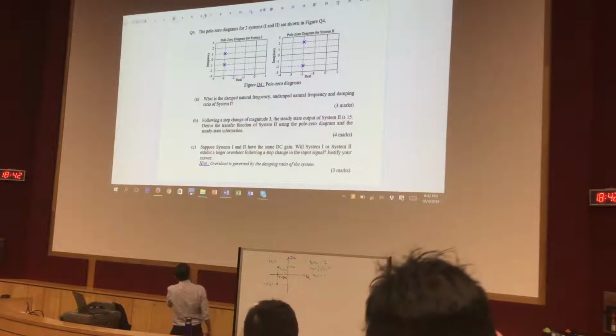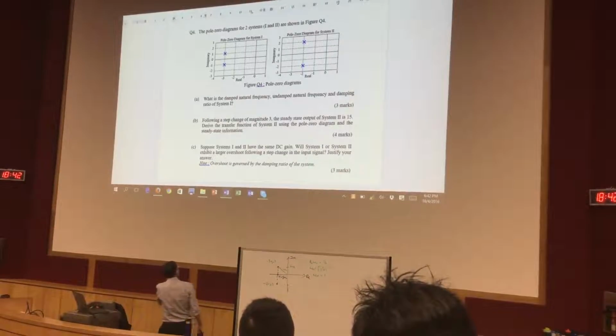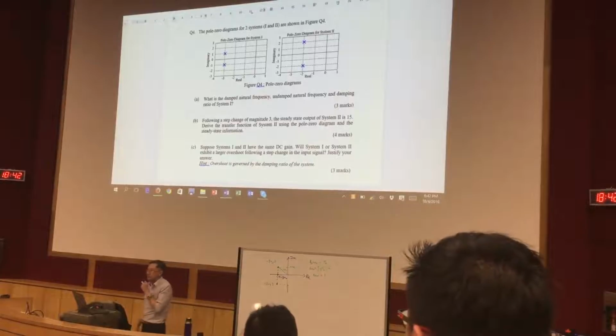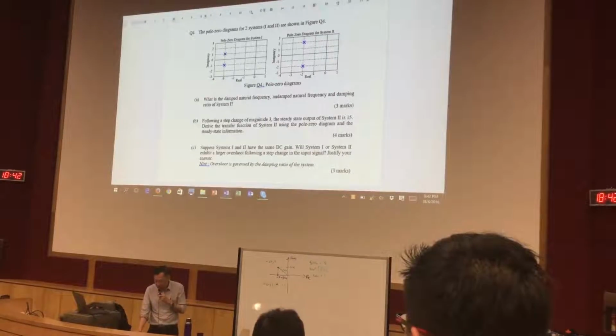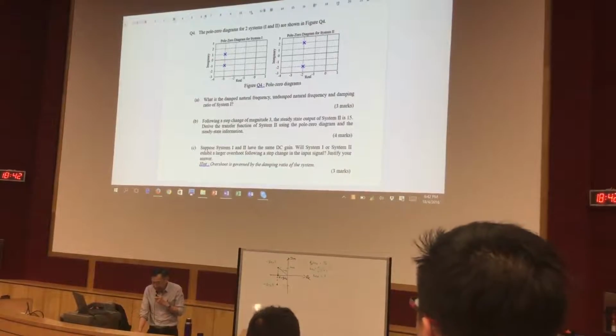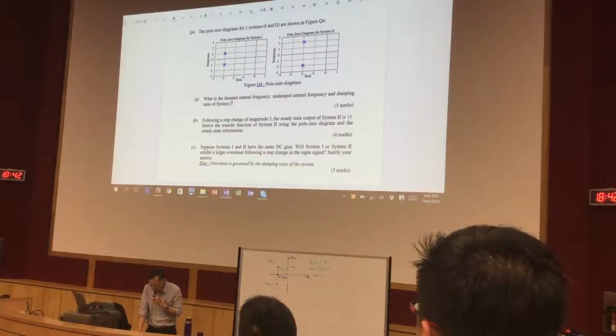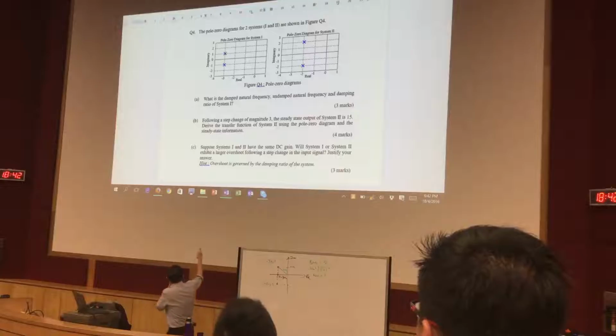Part 2. Following a step change of magnitude 3, the steady state output of system 2 is 15. Derive the transfer function for system 2 using the pole-zero diagram and the steady state information. So, you're already given the poles for system 2.